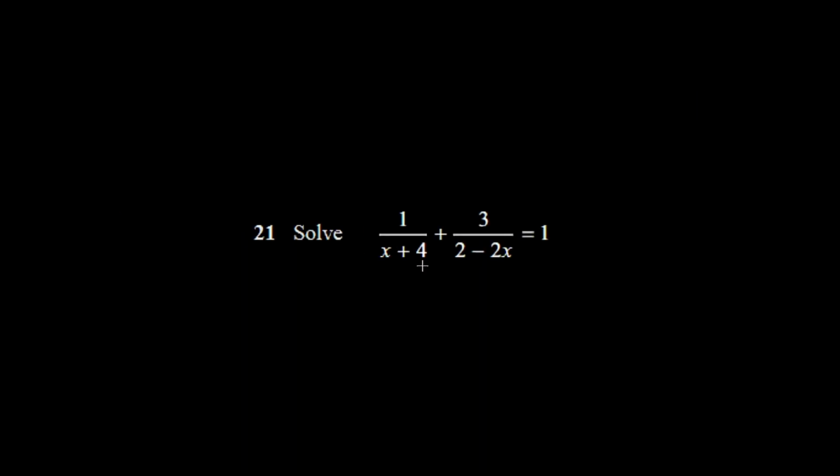Question 21, a straightforward solving of an algebraic equation. The technique here is to get the left-hand side on a common denominator and then cross-multiply and solve so that we get everything on the same line. Let's have a go at it.